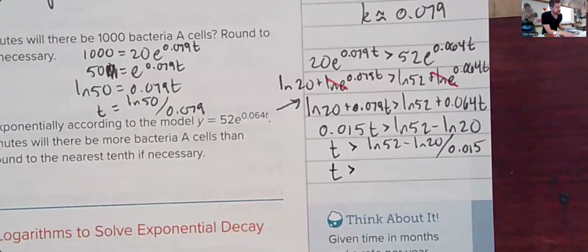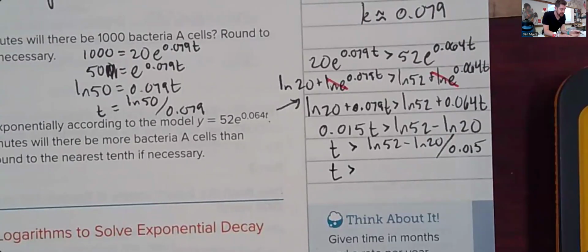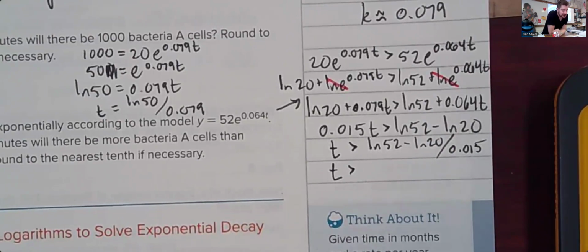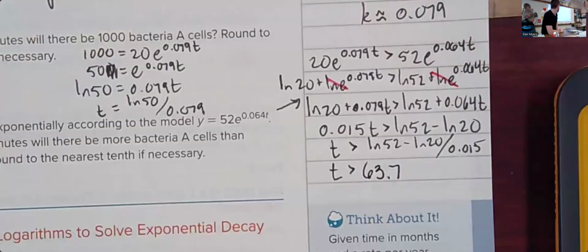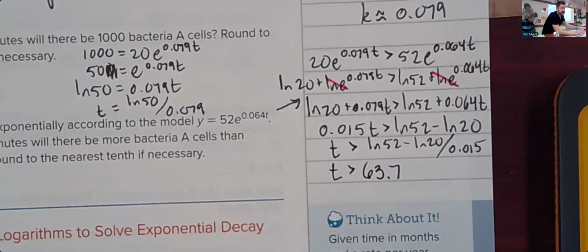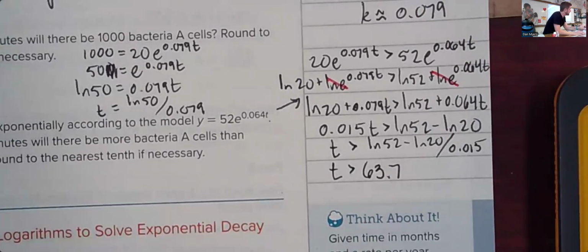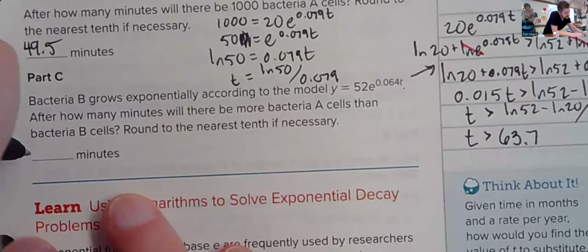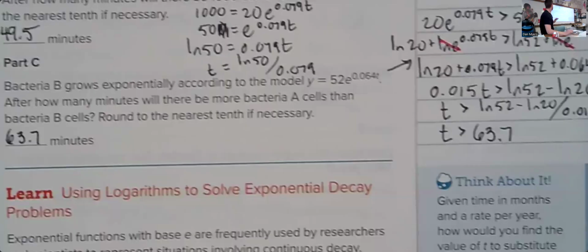So let's find out how long this is going to take. It's going to take more than ln 52, close the parentheses, subtract ln 20, close that one, divide by 0.015. It'll take just over an hour. 63.7 is our answer. So about an hour and 4 minutes, nearly. 63.7 minutes will be our answer to that one. 63.7. Cool.